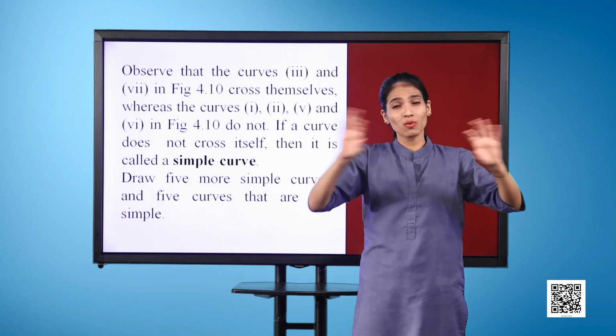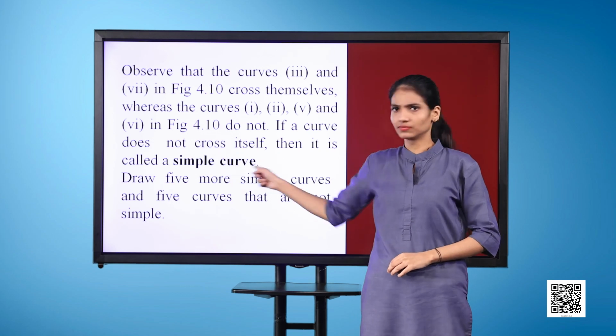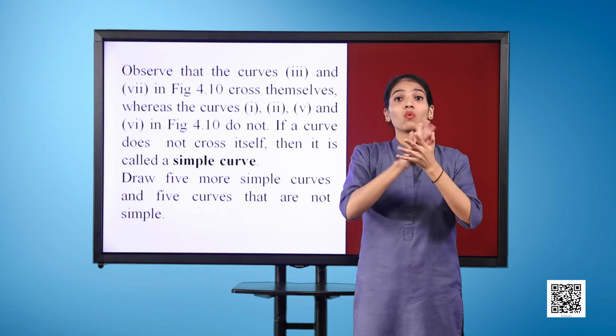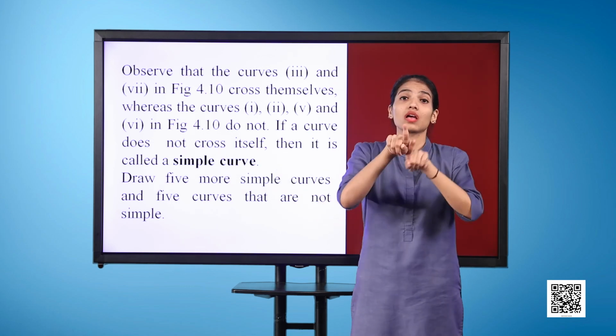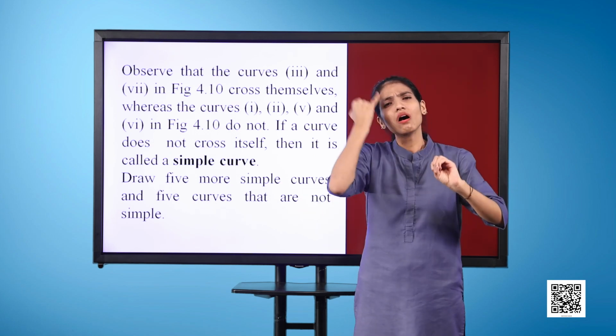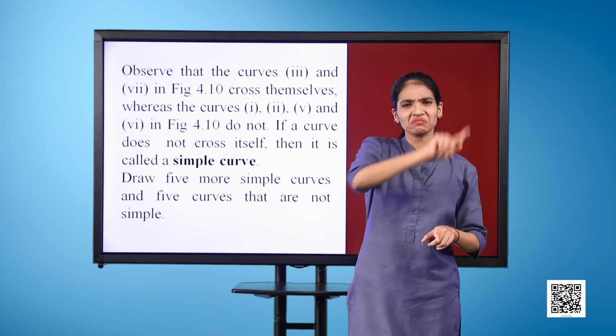If a curve does not cross itself, then it is called a simple curve. Draw 5 more simple curves and 5 curves that are not simple.